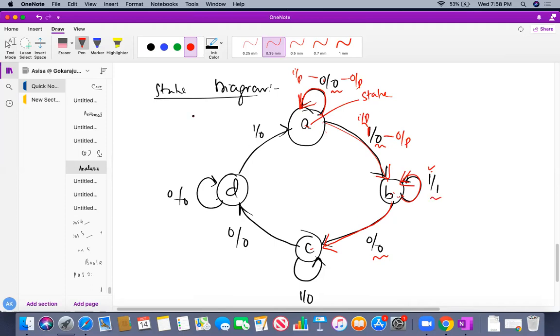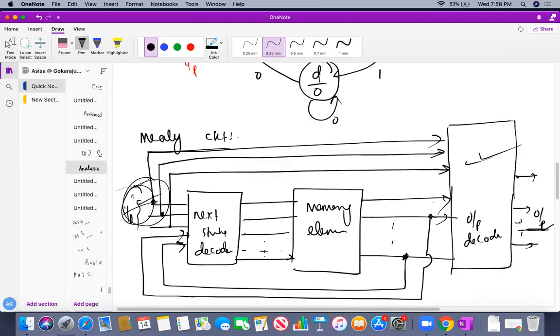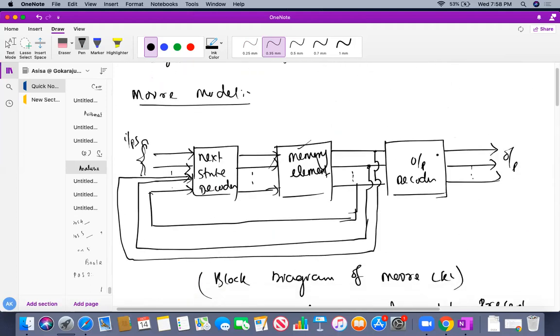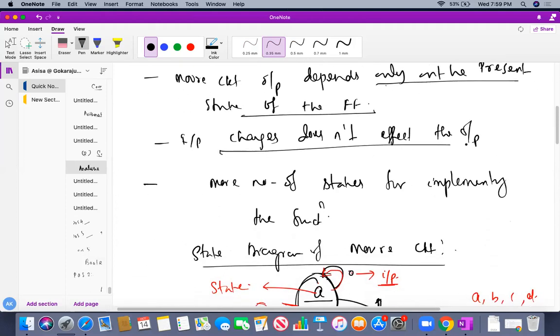Okay, do you all understand the Mealy circuit and Moore circuit state diagram? How is it? And the block diagram. So this is my state diagram, and the block diagram is like this. Here output depends not only on the present state, it also depends on the input. That's why if any input changes, it will affect the output of the Mealy circuit. But in case of the Moore circuit, the output only depends upon the present state, so if the input changes, it will not affect my output.